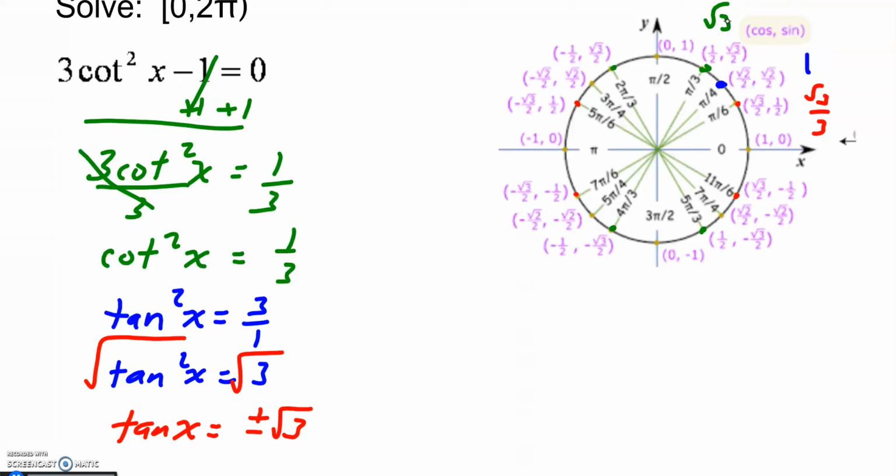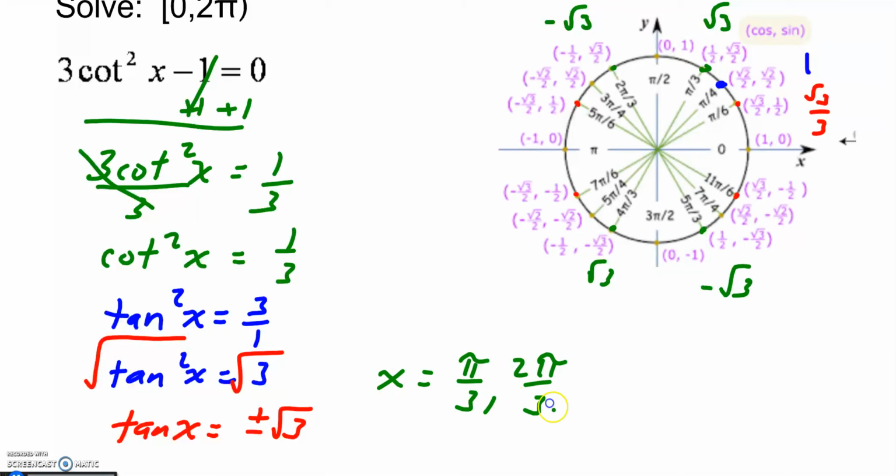Now, if you think about quadrants again, tangent is positive here, tangent is positive here, and it's negative in this quadrant and this quadrant because of the y divided by x. So it looks like the places that the tangent is either positive or negative root 3 is every time I have a green dot. So my angle answers would be pi over 3, 2 pi over 3, 4 pi over 3, and lastly 5 pi over 3.